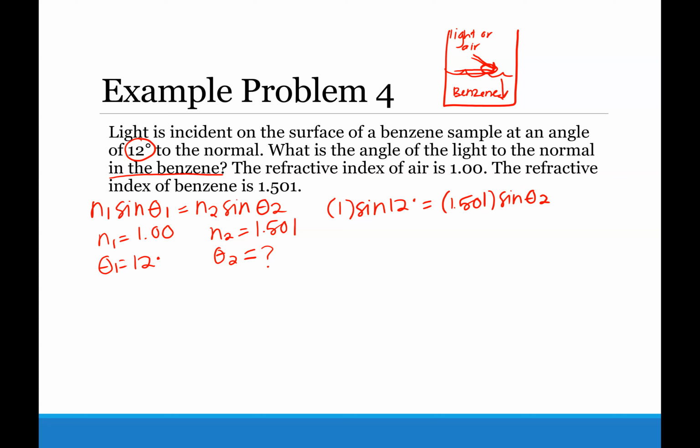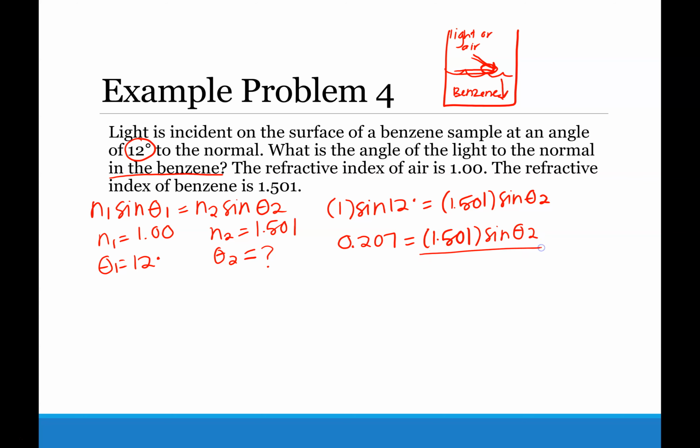So in your calculator, you would type sine of 12. Sine of 12 equals, I'm going to get out of scientific mode here. Sine of 12 equals 0.207. And that times 1 is just itself. So 0.207 equals 1.501 sine of angle 2.